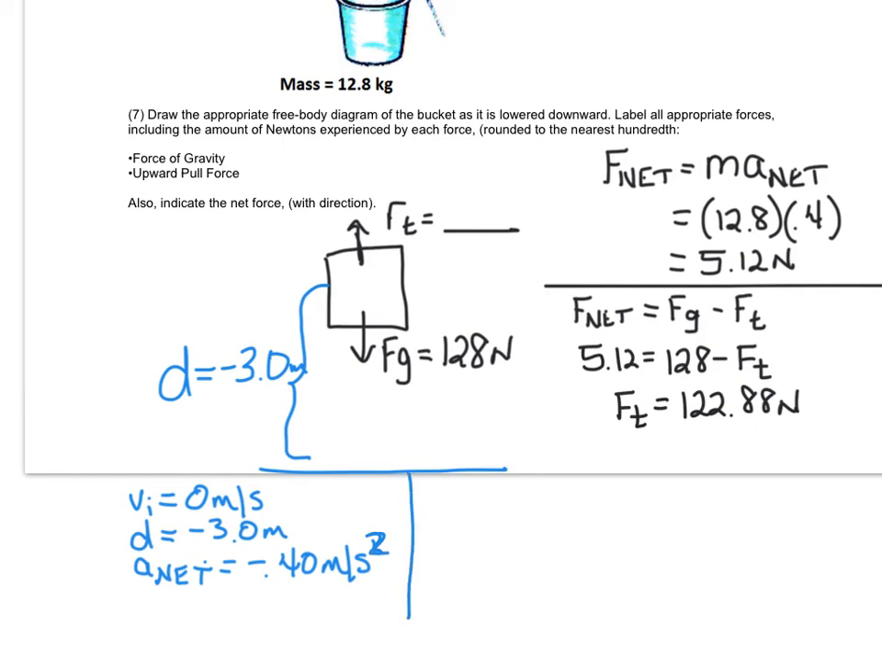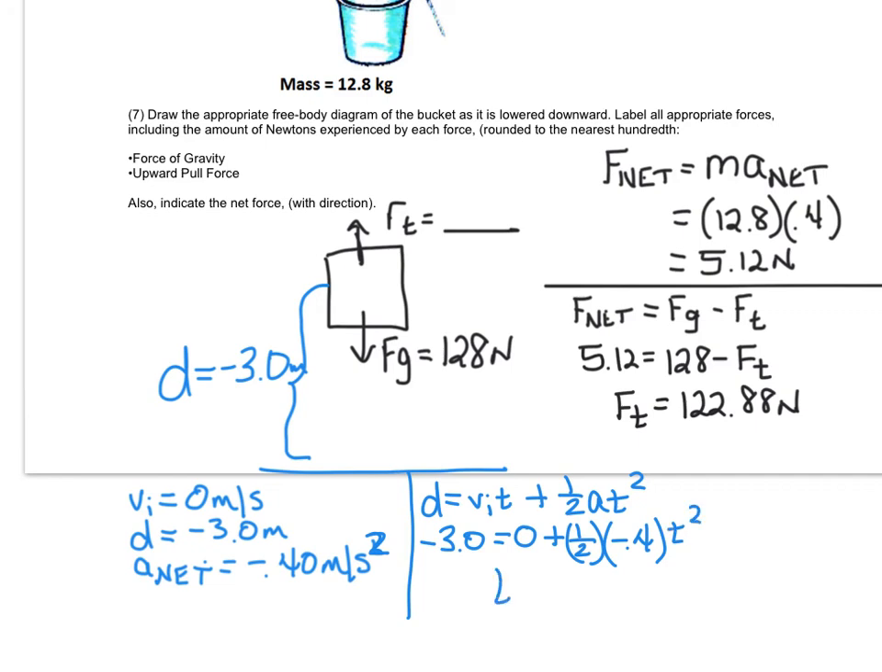In this case, I will use d is equal to v_i t plus 1/2 a t squared. Plugging in appropriately, and solving. Once again, the trick to such questions is figure out what your net acceleration is from your force workup, and then plug that in for any acceleration values to make it talk appropriately to kinematics.